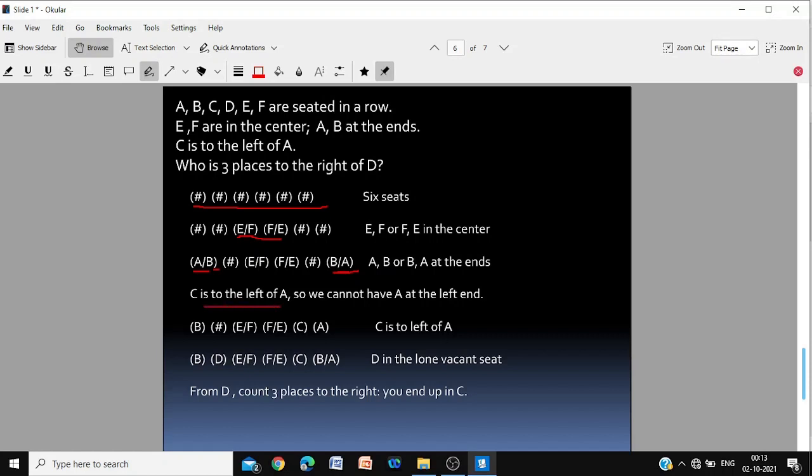C is to the left of A, so we cannot put A here because there is no seat to the left. So we have to put B here and A here. And C is to the left, so we put C here. And the remaining person, D, is put in the vacant place, so we put D here. So this is the order we get. So counting from D, the third person to the right is C. Now, as far as E and F are concerned, it makes no difference whether it is E, F or F, E. So C is the third person after D. We take each of the instructions point by point and we arrive at this conclusion.